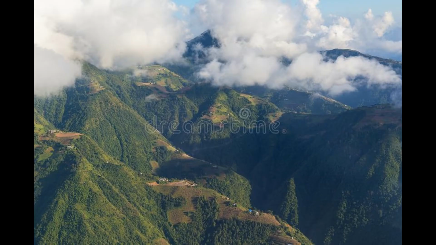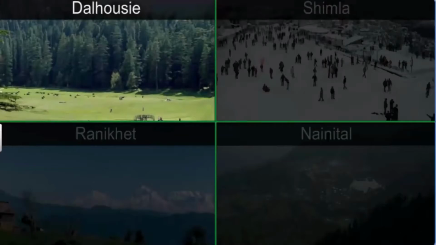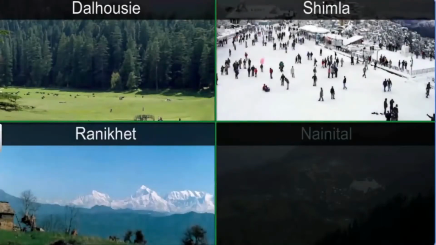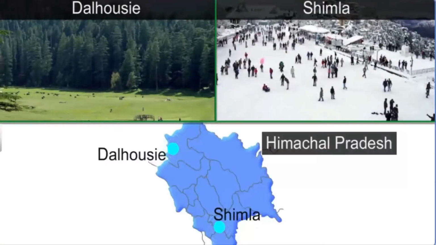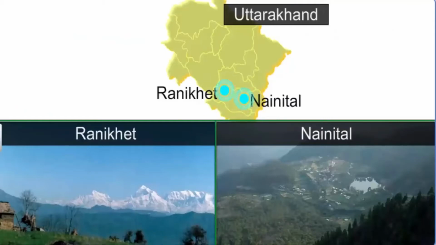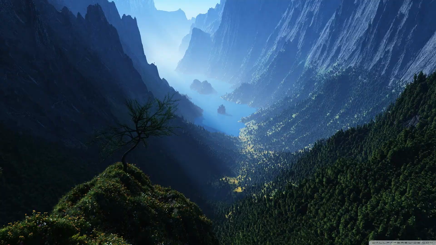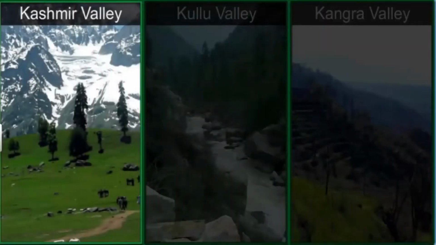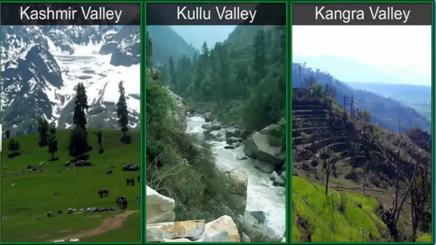The Himachal is also known for its hill stations such as Dalhousie, Shimla, Ranikhet and Nainital. Dalhousie and Shimla belong to Himachal Pradesh, while Ranikhet and Nainital belong to Uttarakhand. Picturesque valleys like the Kashmir Valley, Kullu Valley and the Kangra Valley are part of this area.